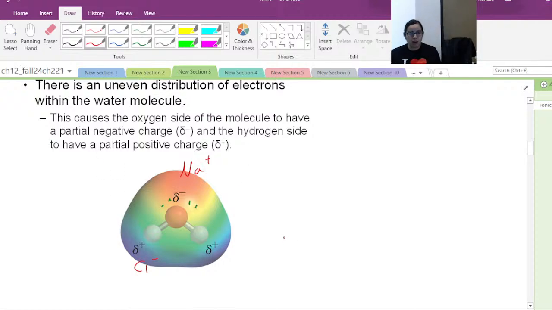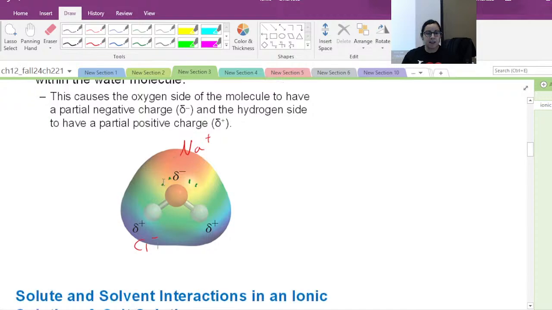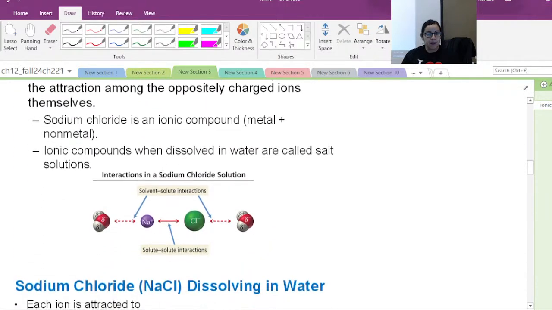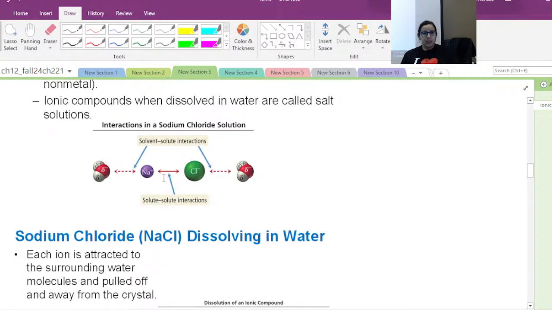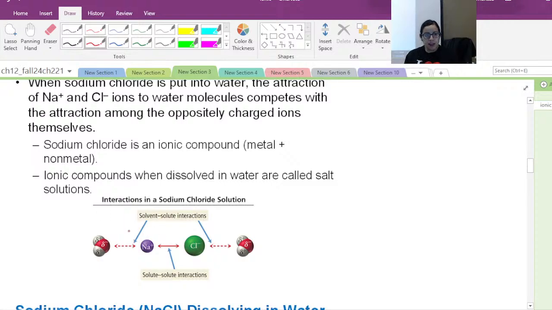I forgot my water molecule models today. Maybe I'll grab them during the break, just so you can really see how it's going to nucleate and surround it. And so that's what's depicted here.